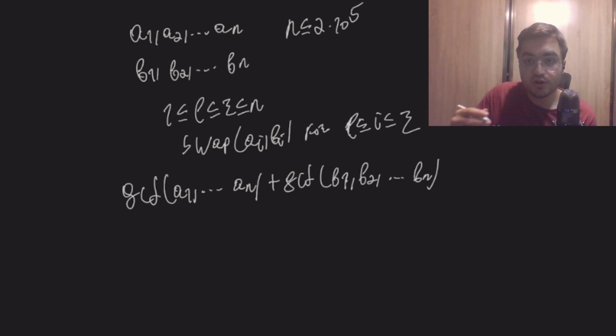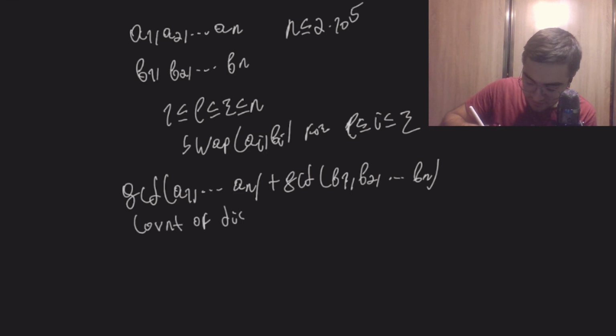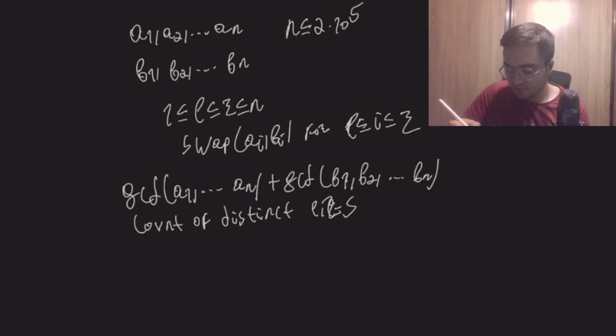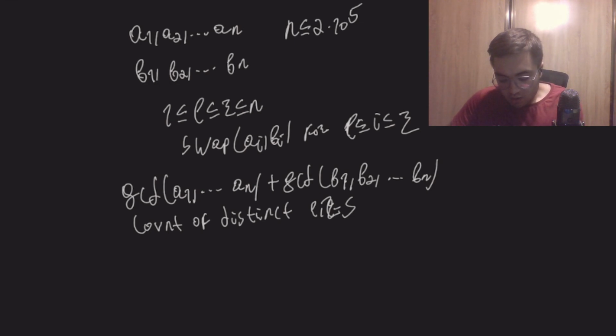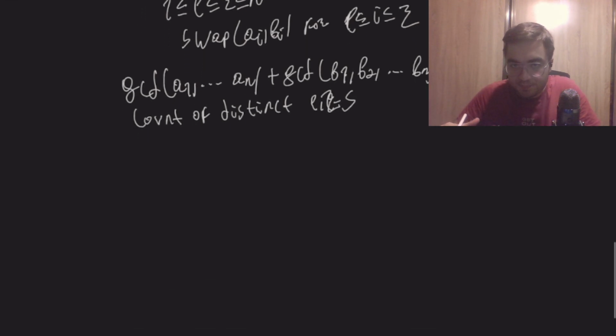But this version also tells you to count the number of distinct (L, R) pairs that give you the max GCD. So you also need to output what L and R can I choose, so that if I swap and compute the value, I'll get the max GCD. Okay, let's see how we can solve this.